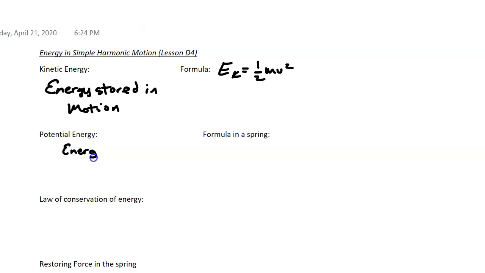The potential energy is energy stored within the position. And within a spring, what that's referring to is the position in reference to the equilibrium position, how much it's been deformed or stretched. And so that potential store has a formula of 1/2 kx squared.